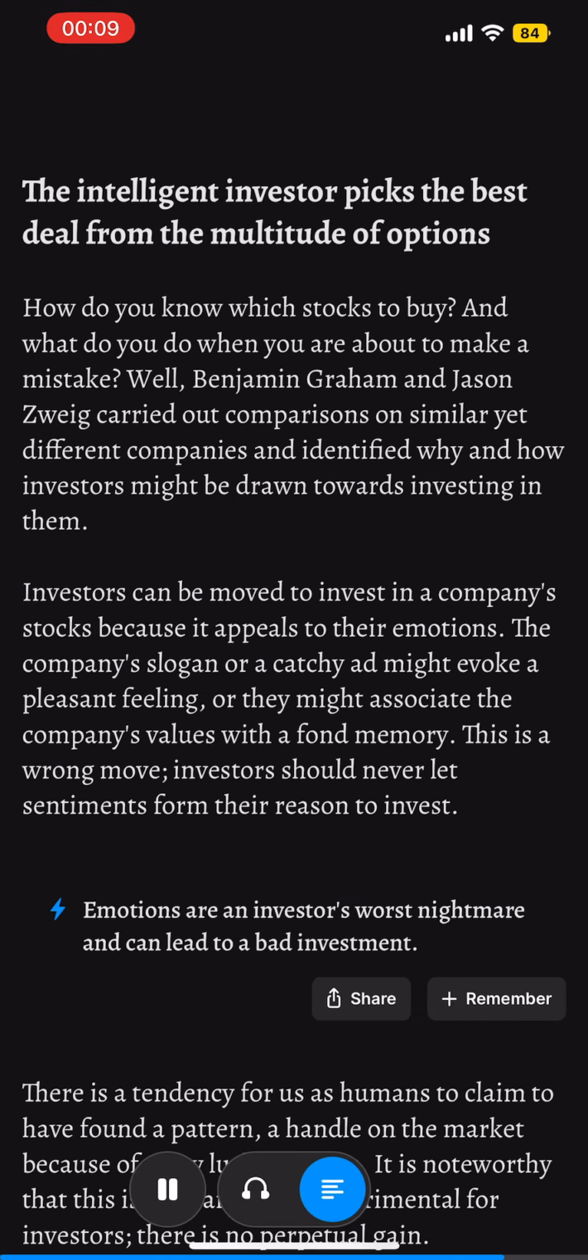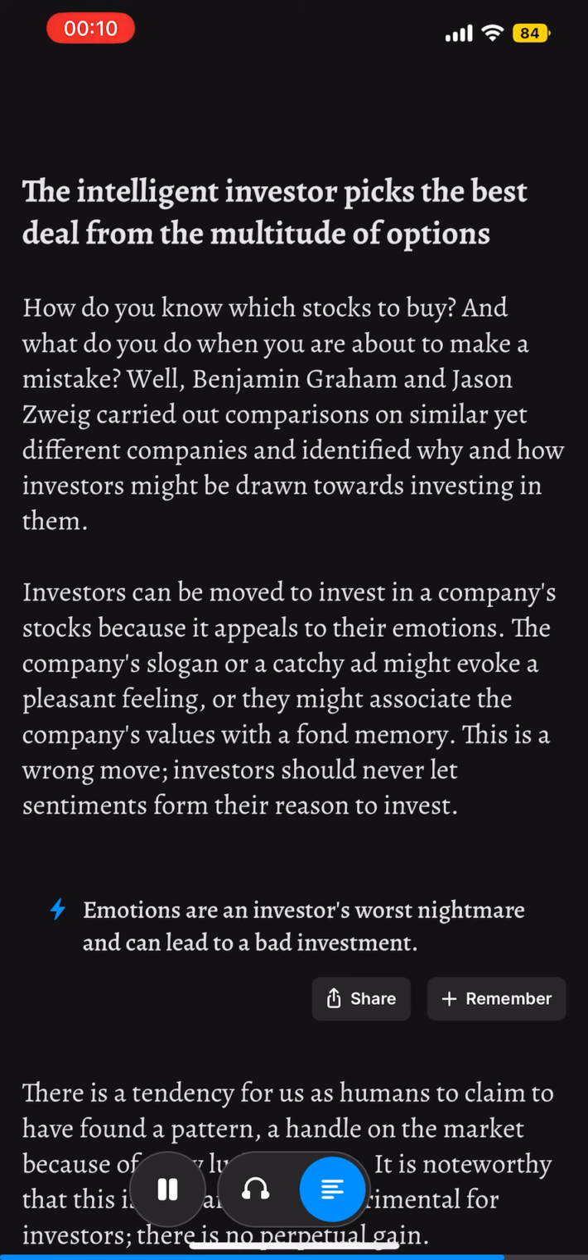Chapter 6. The intelligent investor picks the best deal from the multitude of options. How do you know which stocks to buy? And what do you do when you are about to make a mistake? Well, Benjamin Graham and Jason Zweig carried out comparisons on similar yet different companies and identified why and how investors might be drawn towards investing in them.